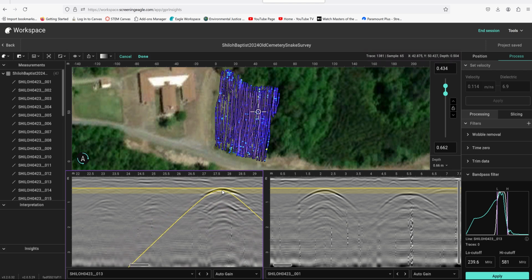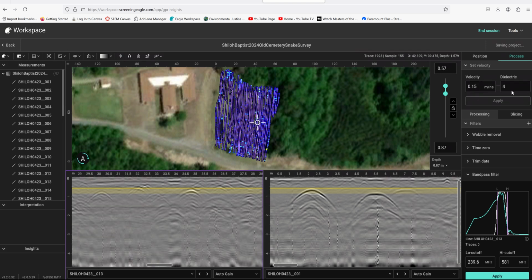So I'm going to come in here. This is my anomaly. Line up my anomaly to the center of that. Follow the legs of the hyperbola. Line up those legs there. We're going to see how that velocity is, and this velocity is hitting a dielectric of 4.